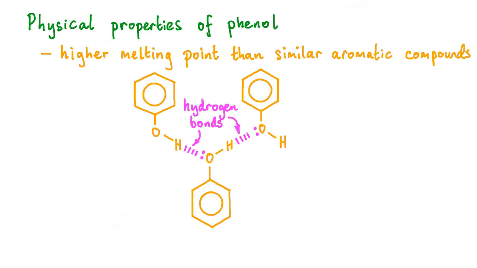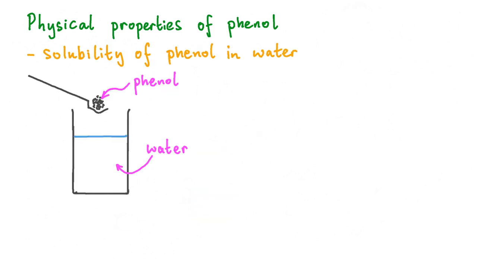In solid phenol, the molecules can hydrogen bond to each other. When we melt the phenol, we have to overcome this intermolecular hydrogen bonding. More energy is required to overcome these intermolecular forces than that required in other aromatic molecules where hydrogen bonding does not exist. Phenol is much more soluble in water than benzene.